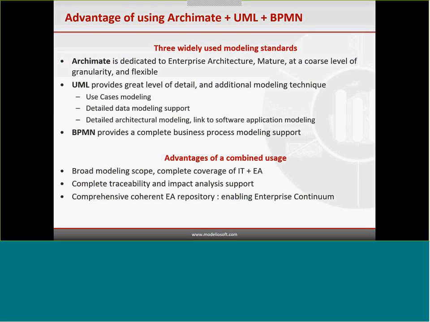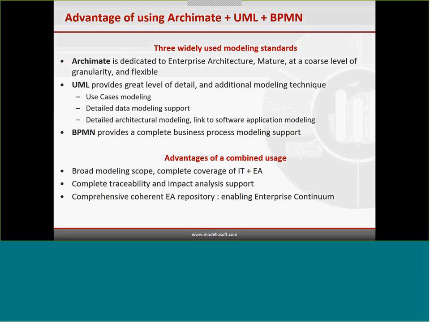Getting to the details, UML and BPMN can provide advantages. UML provides a very great level of details, and also additional modeling techniques. For example, use case modeling can be useful for enterprise architecture modeling. TOGAF mentions use case several times in the standard. You can also do detailed data modeling using UML and go further than where ArchiMate stops. And so you can do detailed architectural modeling and have links and traceability to software application modeling.